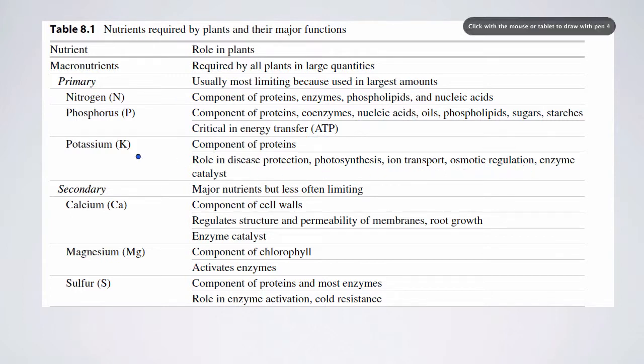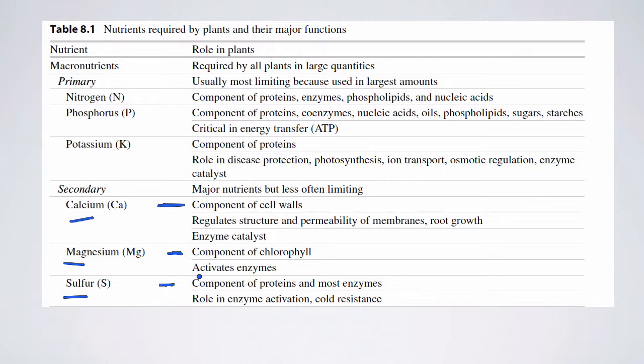Now, the other macronutrients that we talk about are calcium, magnesium, and sulfur. Calcium, for example, is a component of cell walls. It gives it rigidity, for example, and magnesium is required for chlorophyll. Sulfur is also a component of proteins. There's some amino acids that have sulfur in them, and there's other functions, for example, like cold resistance with sulfur.